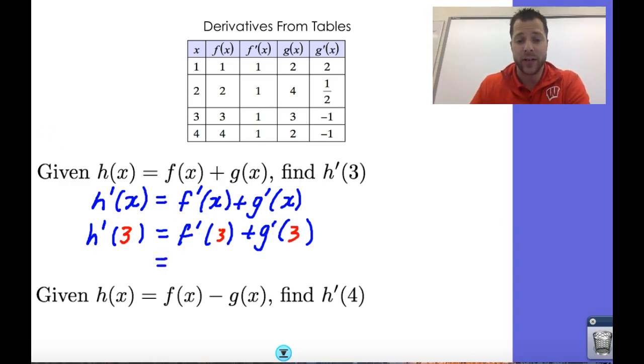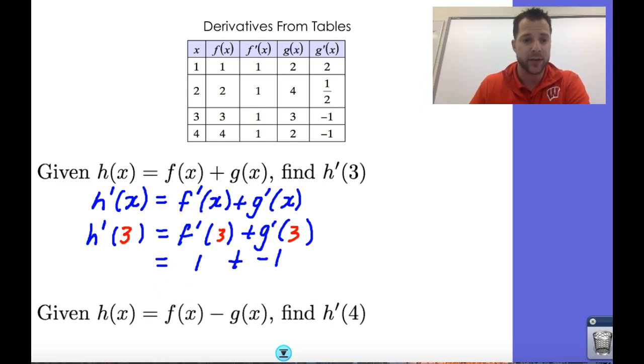So now I can look at my table. So I'm looking at f prime when x is 3. So f prime when your x value is 3. Okay, so f prime when x is 3 is 1, plus g prime of 3. So I look for g prime of 3, which is -1. So 1 plus -1 is 0. So that's our final answer for that first one. So let me move that down. Sorry, we get 0.